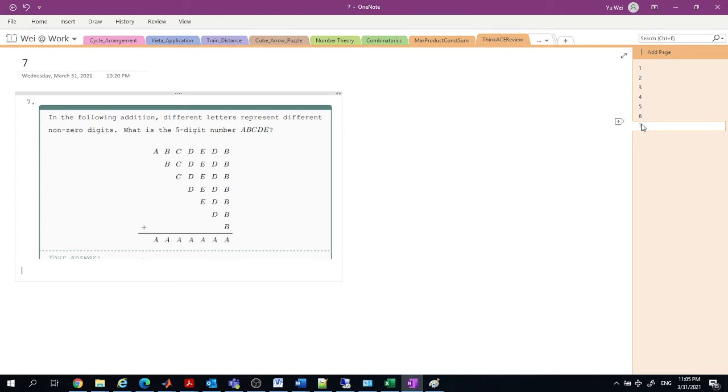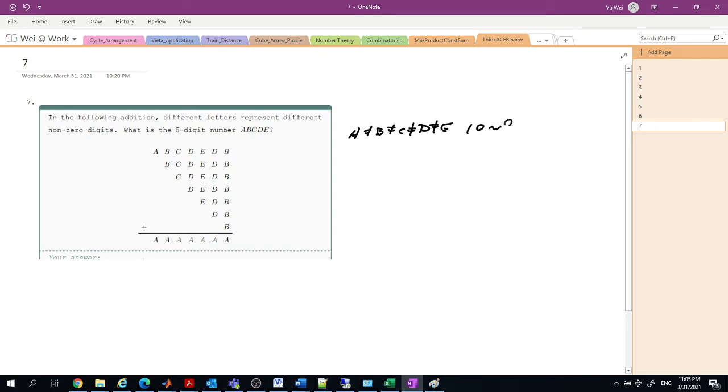Whoa, the last one sounds really scary, huh? So A, B, C, D, E are different digits, right? That means A cannot equal B, cannot equal C, cannot equal D, cannot equal E, and they have to be from 0 to 9, and A cannot be 0, right? This is what we can write at first. After we add this, we must do this kind of carry in, right?